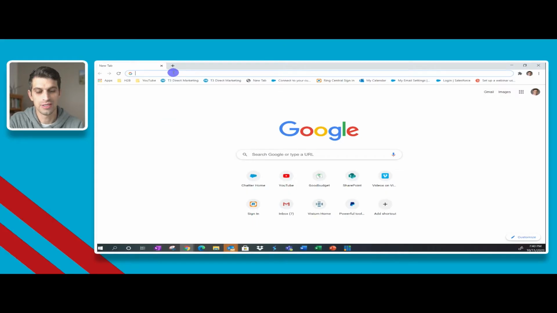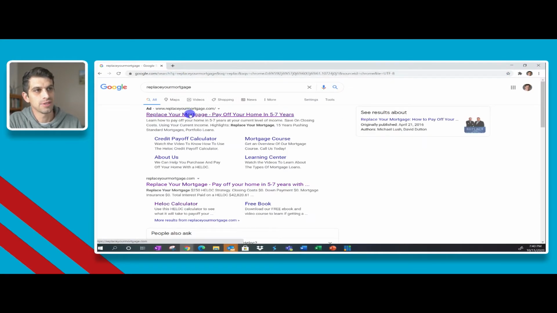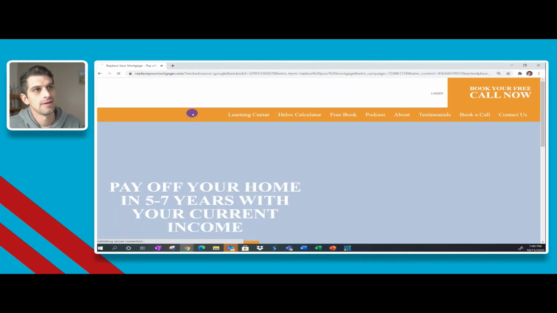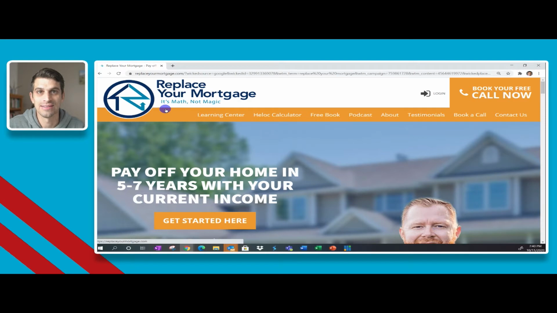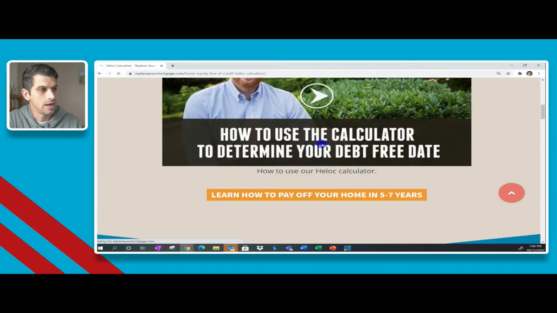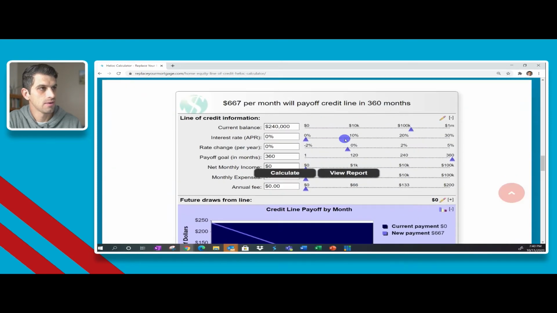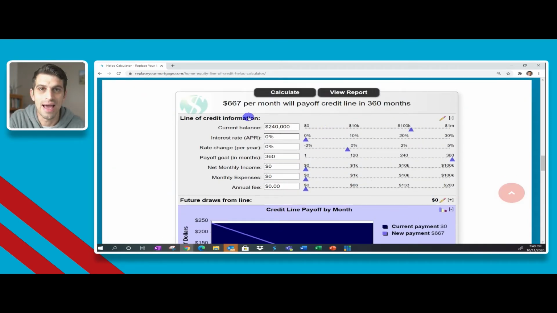The first thing you're going to do is type in replace your mortgage, and the first one that comes up should be replaceyourmortgage.com. Go ahead and click this. This is an organization that specializes in helping individuals secure and obtain first lien HELOCs to replace their traditional mortgage, and is the organization in which I have spent time learning and educating myself and have done an initial discovery call. So here is where you'll click the HELOC calculator, and you can come down to the calculator, and this is where we need to start inputting our information.